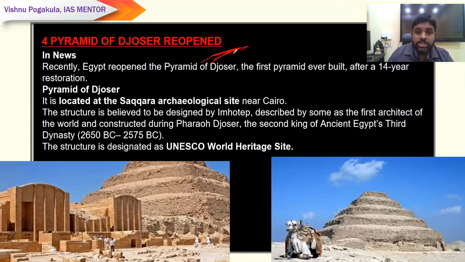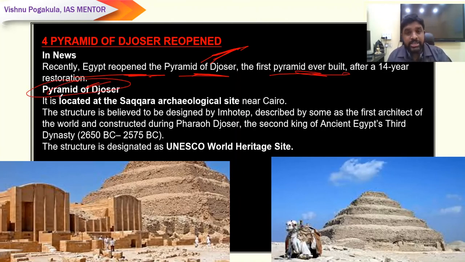Pyramid of Djoser reopened. Recently, Egypt reopened the Pyramid of Djoser, the first pyramid ever built, after 14 years of restoration. Where is the Pyramid of Djoser present? It is present in Egypt. What is the recent pyramid which has been reopened? It is the Djoser pyramid. It is also on UNESCO's World Heritage List. It is located in the Saqqara archaeological site near Cairo.